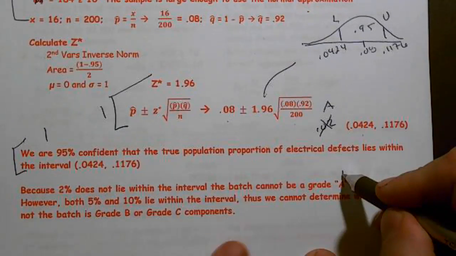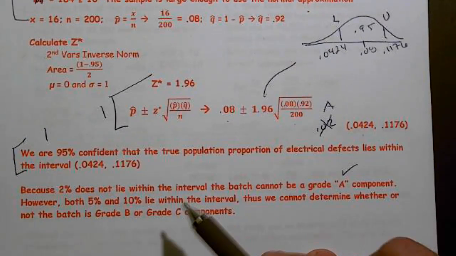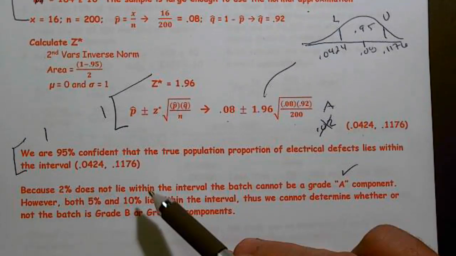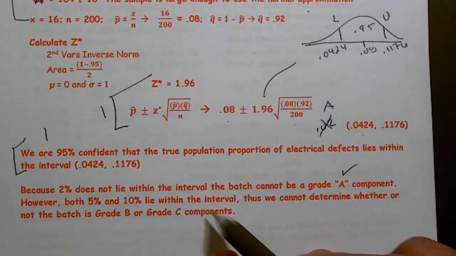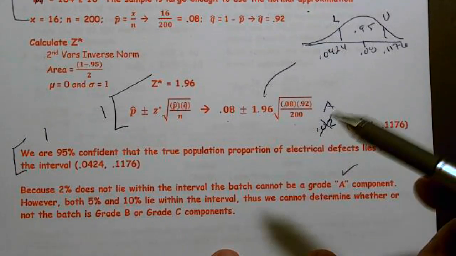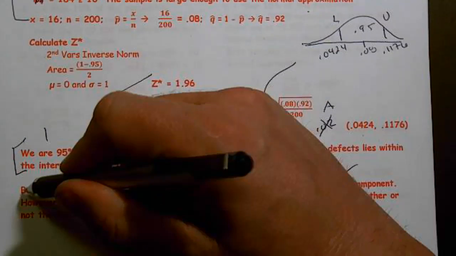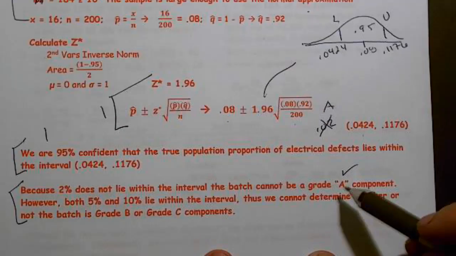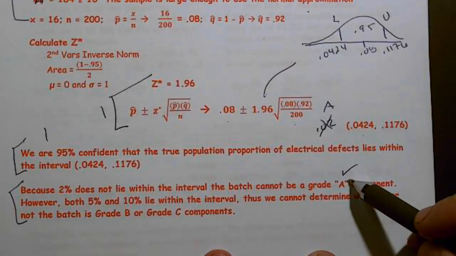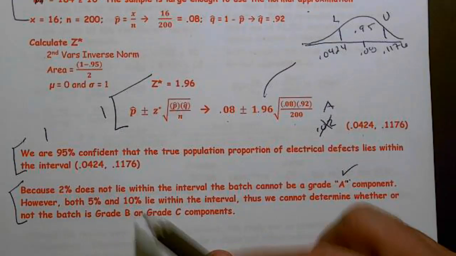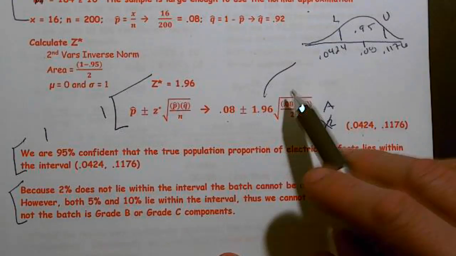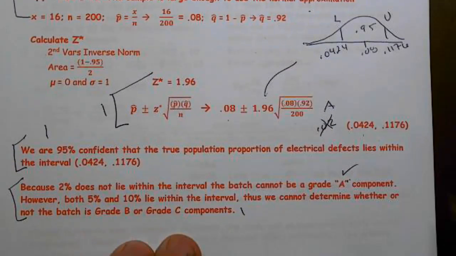So we needed to address that. And then we need to say both 5% and 10% lie within the interval. Thus, we cannot determine whether or not the batch is B or C. All right, and you really needed to have all of that. We were a little bit lenient on that, but you need to say that we exclude A, and then B and C, we could not tell which one it was. All right, so that's how you get your 4th point.